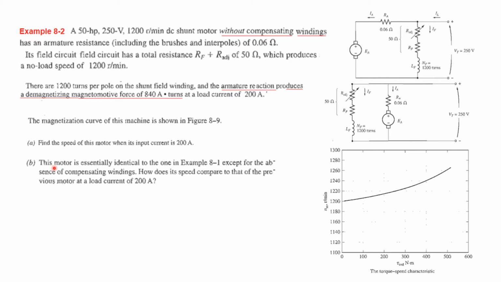Number 2, this motor is essentially identical to the one in example 8.1 except for the absence of compensating winding. How does its speed compare to that of the previous motor at a load current of 200 amperes? So we want to see how the speed varies in this and in the previous example. And finally, we need to calculate and plot the torque speed characteristics of the motor.